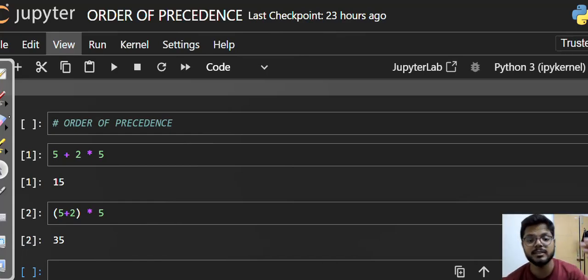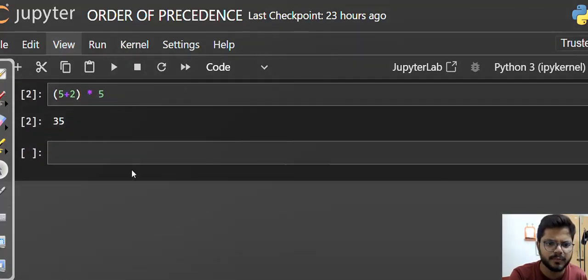So in the first case it is 15, and in the second case it is 35. Why? Because the priority of operation changes. In the first case, priority is given to multiplication, but in the second case, due to brackets, the priority is given to addition first. Okay. So the order of preference tells the order of priority that needs to be given to the mathematical operations in order to evaluate the answer. Okay. Now we proceed further.